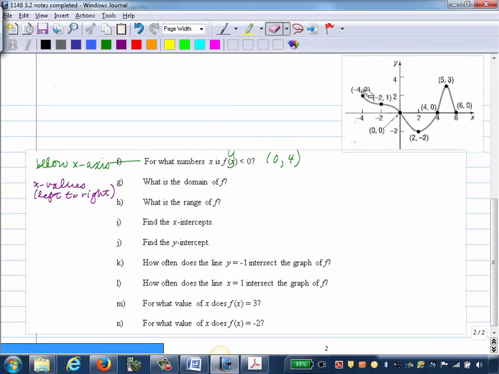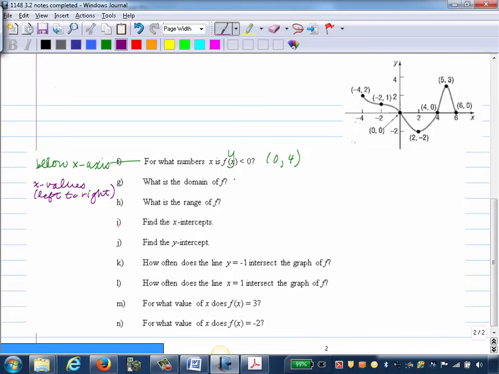So we're going to start at the leftmost point of the graph, and we can see that point's -4, 2. So our smallest x value is -4. So we're going to start at -4. We're continuing along. This graph is continuous. It continues all the way until we hit the x value of 6.